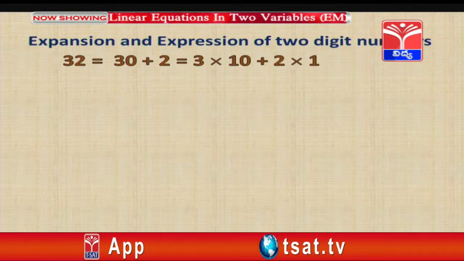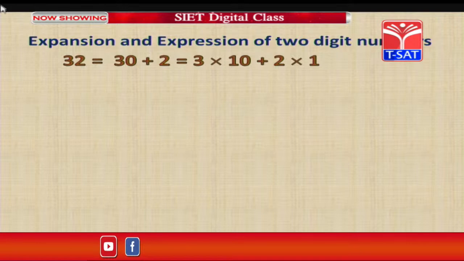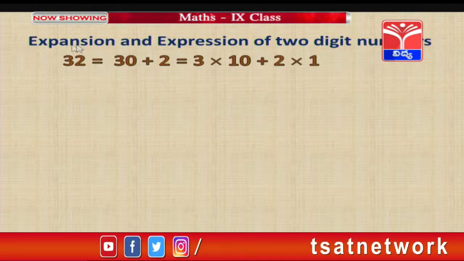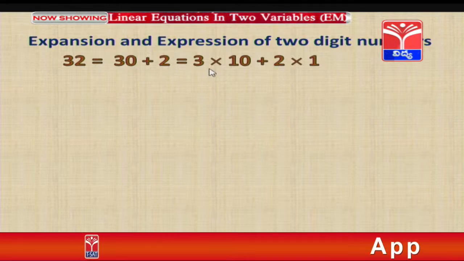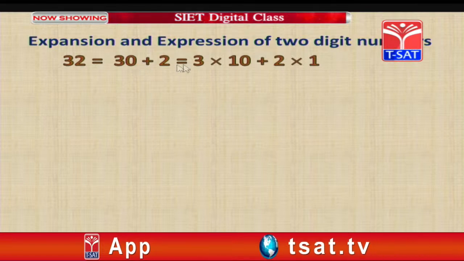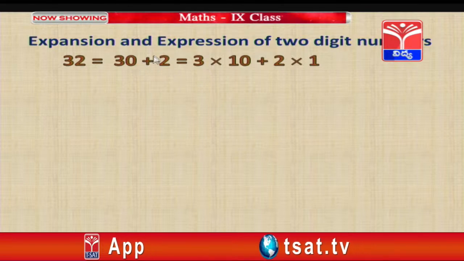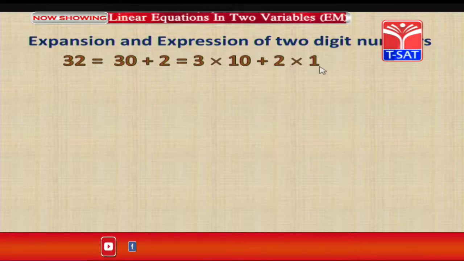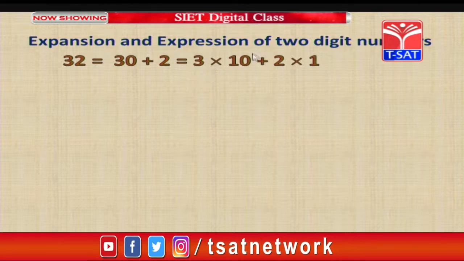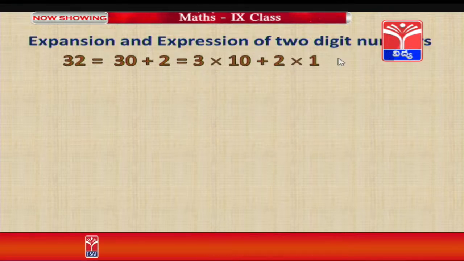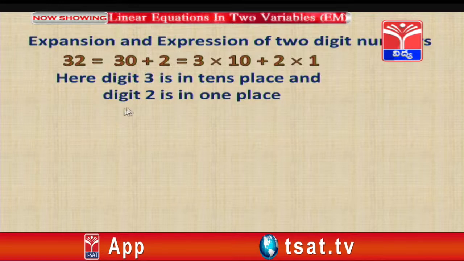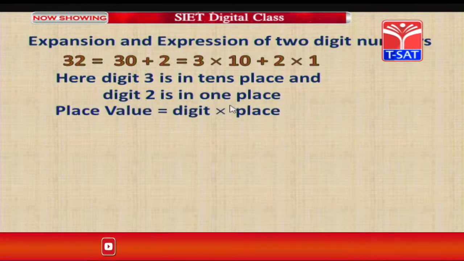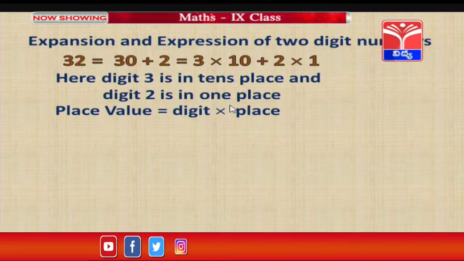Now, you are able to see there is a number called 32. This 32 I am able to express as 30 plus 2, this is called expanded form. Still more expanded form based on the places. This 30 I am able to write as 3 into 10, whereas 2 I am able to write as 2 into 1. What does it mean? It is very clear that this 3 is in tens place and 2 is in units place, that means ones place. Now, please see, here the digit 3 is in tens place and the digit 2 is in ones place. That means, the place value is equal to digit into place.